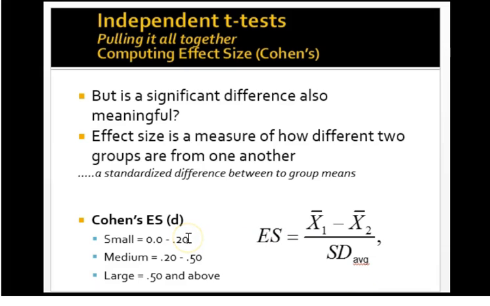And you know that you have a pretty small effect, meaning it's not that meaningful, if your Cohen's effect size is between, say, a 0 and a 0.2. You might have some sort of a medium level of meaningfulness if that calculated effect size is between about 0.2 and 0.5. Once you get over that 0.5 range, now you know that you're getting into something that not only is likely statistically significant, but also likely meaningful.